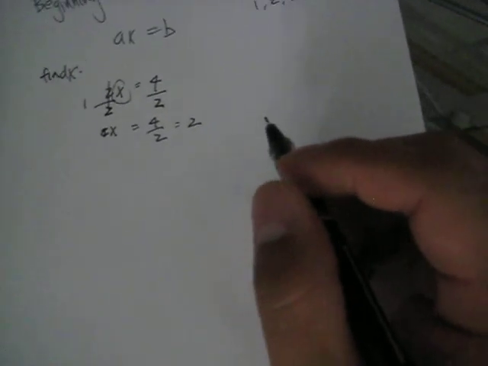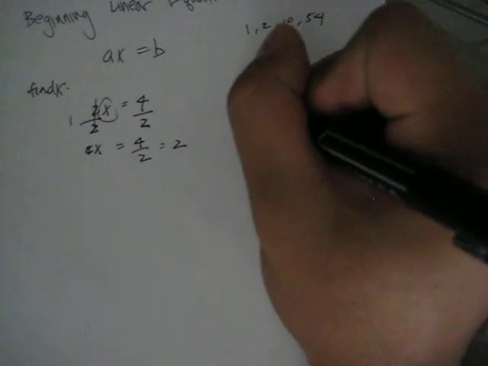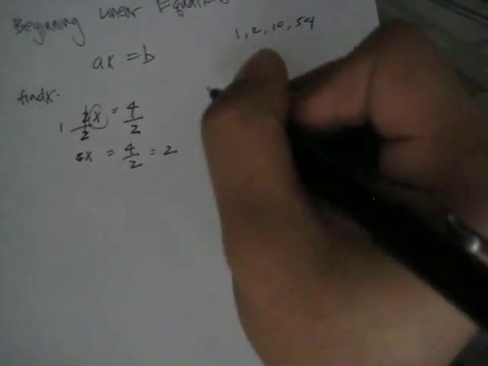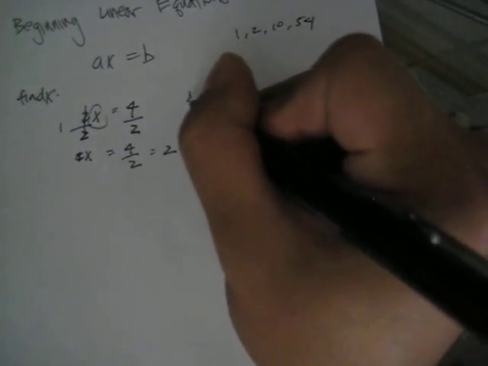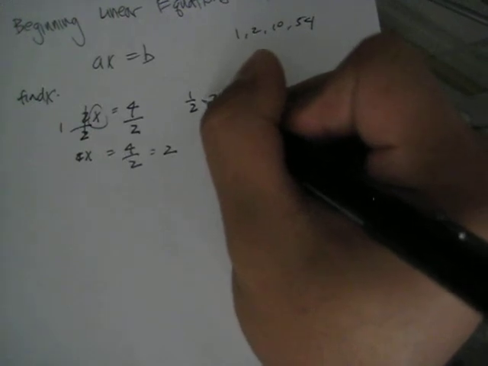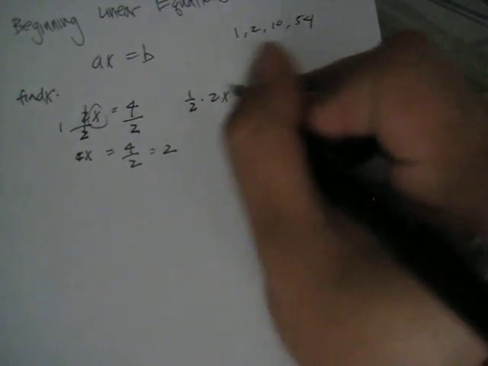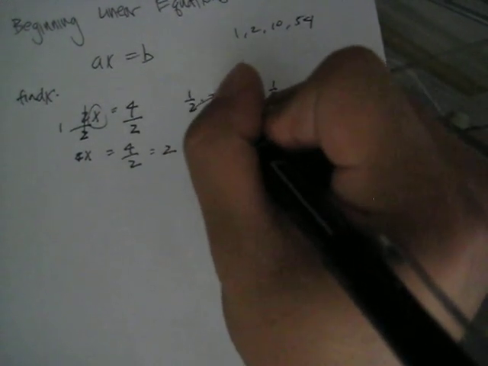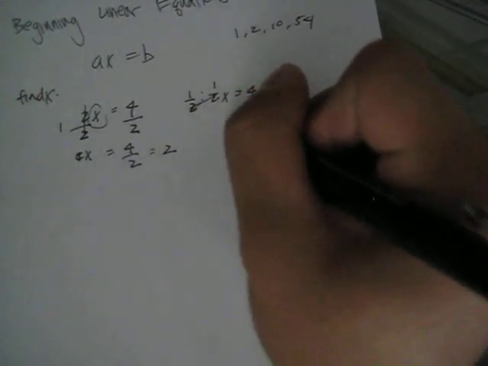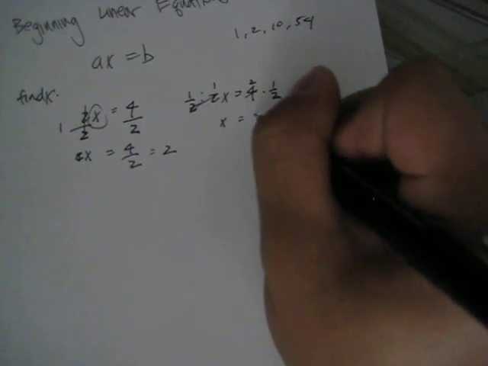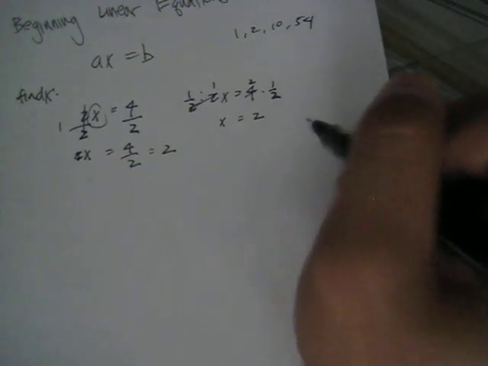Another way of doing this is using fractions. If you have the original equation 2x equals 4, you can multiply both sides by 1/2. This dot right here represents the multiplication symbol. So if you multiply both sides by 1/2, 2 divided by 2 is 1, so 1 times x is x, equals 4 divided by 2 is 2, 2 times 1 is 2, and you have x equals 2.